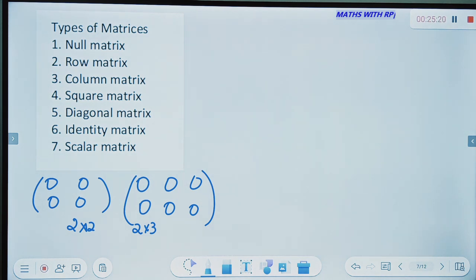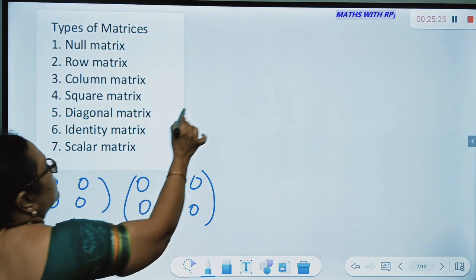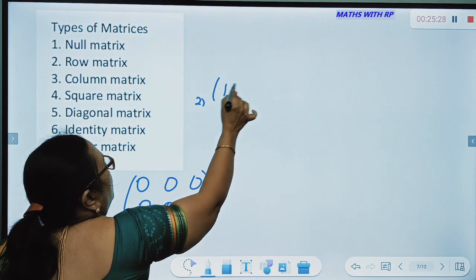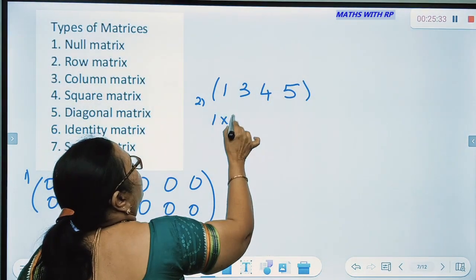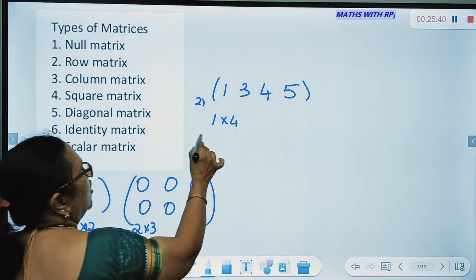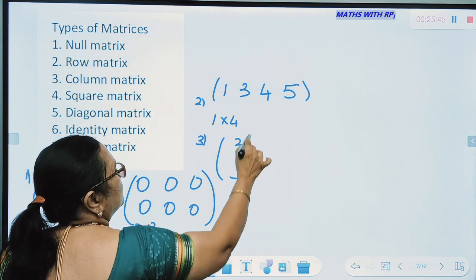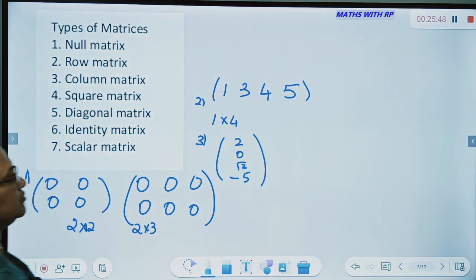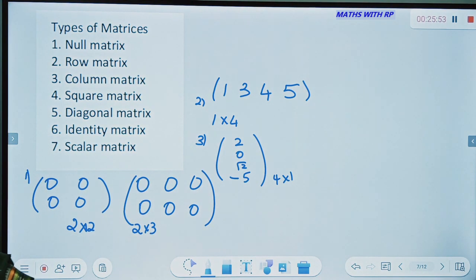Row matrix means it must have only one row. For example, I have 1, 3, 4, 5. What is the order? 1 into 4. So it has got only one row. A row matrix means it has got only one row. A column matrix means it has got only one column. So 2, 0, root 2, minus 5. What is the order? 4 by 1. This is an example of a column matrix. It has got only one column.